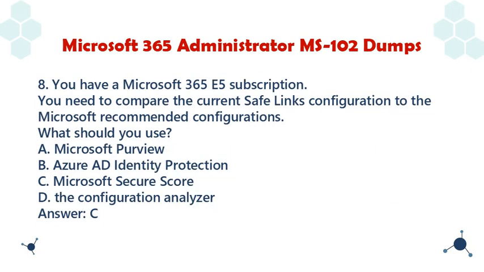8. You have a Microsoft 365 E5 subscription. You need to compare the current Safe Links configuration to the Microsoft recommended configurations. What should you use? A. Microsoft Purview. B. Azure AD Identity Protection. C. Microsoft Secure Score. D. The Configuration Analyzer. Answer: C.